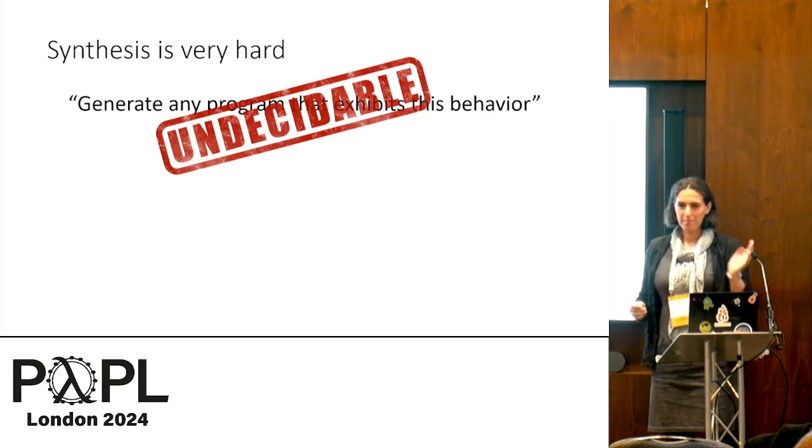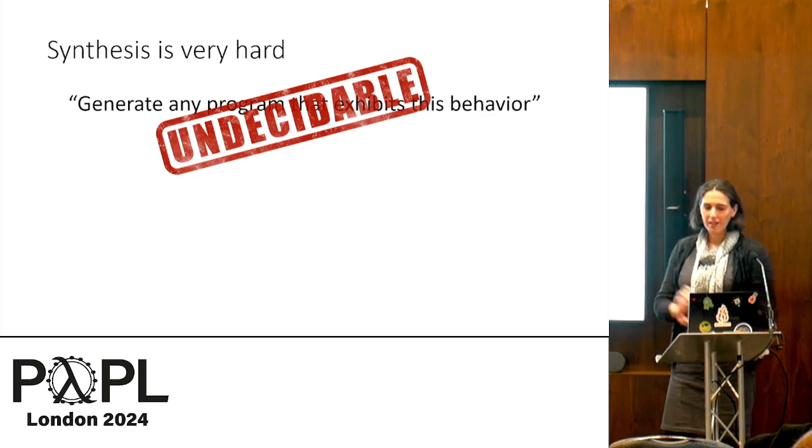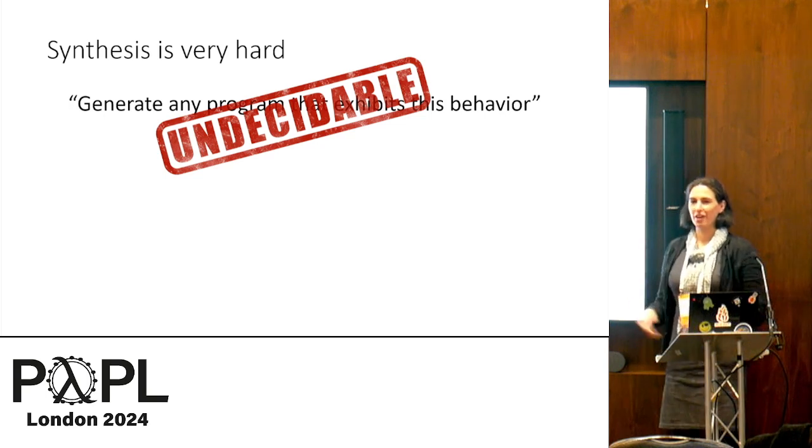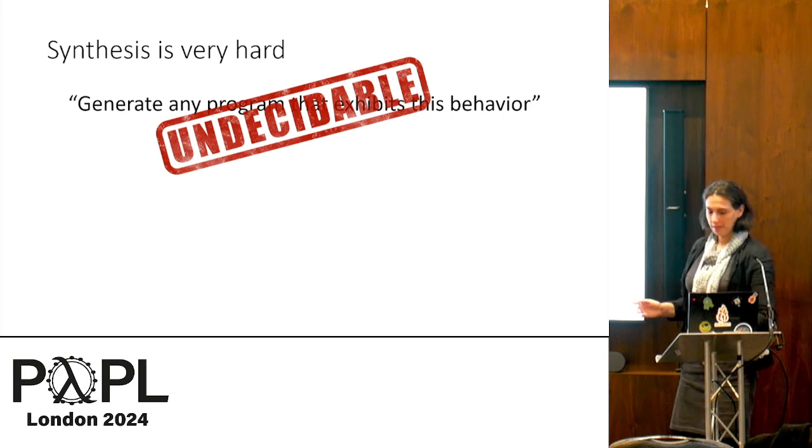Immediately breaks the Rice theorem. We love that. And the more you try to do in synthesis, the harder it becomes. So, that's just great. So what do we do? As always, we reduce the scope. We try to solve an easier problem.